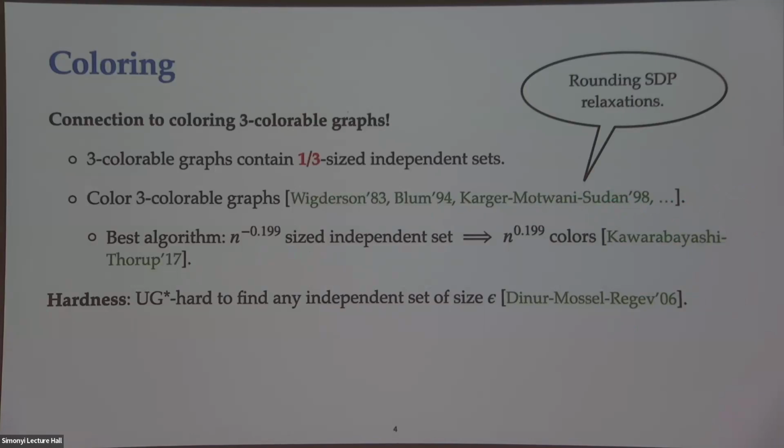So as far as we know, you might be able to color a 3-colorable graph with log n colors. That is not ruled out, yes. But that is pretty hard.